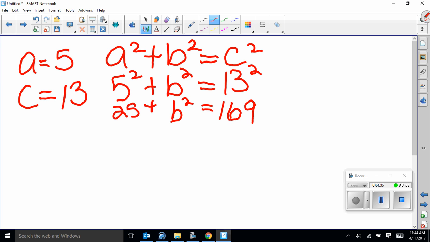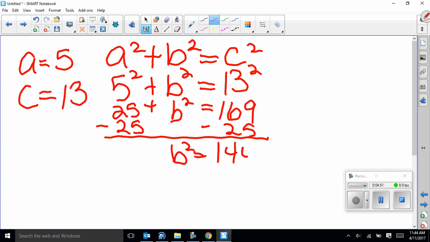So now I want to find B squared, so I want to get it by itself. If I cover that up, what do I need to move? 25. So we'll subtract it. So we have 144, and we need to square root it to find B. And so we get B equals 12. So this triangle has a side length of 5 and 12, and I have a hypotenuse of 13.